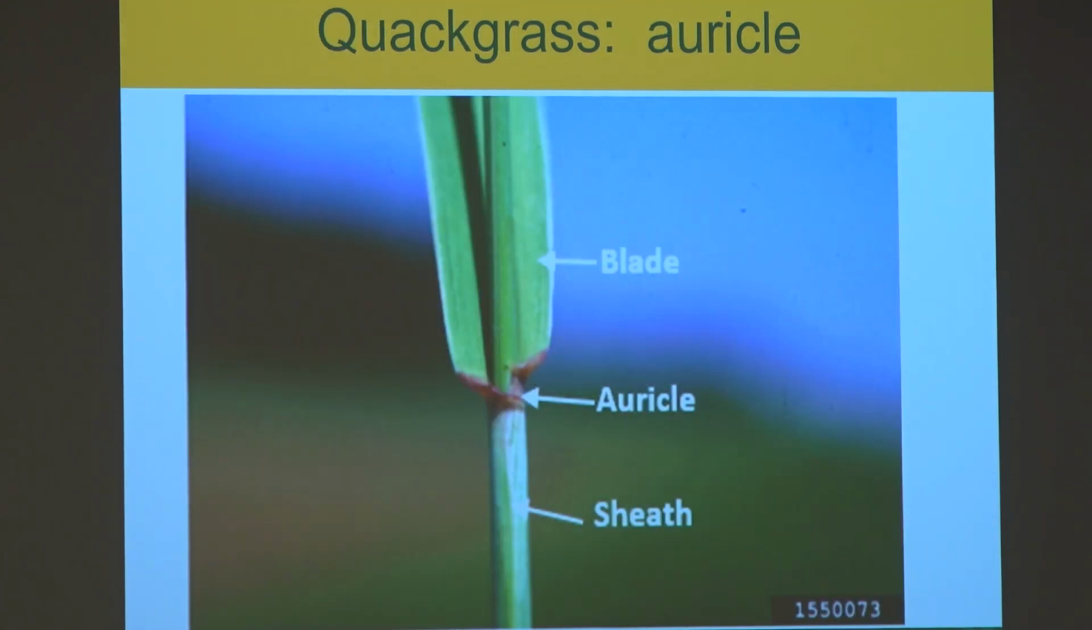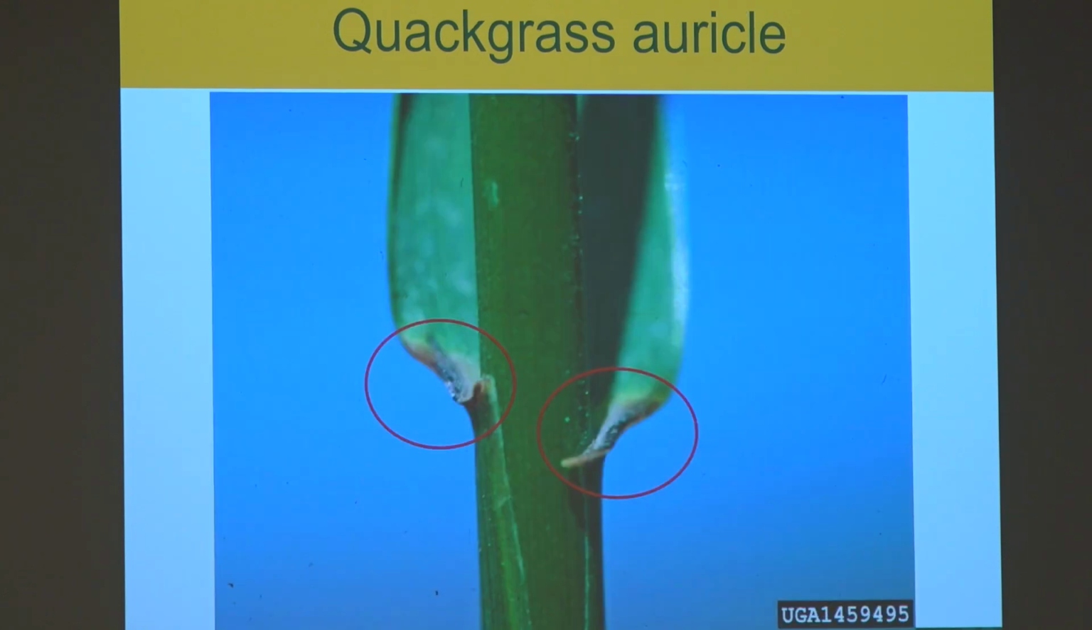So let's compare this to quackgrass. Quackgrass has an auricle that's really prominent. As we advance the slide, look at those projections on the front side of the collar. So quackgrass is going to have this little appendage that goes around the front of the collar and sticks out. That's a good way to tell if you've got quackgrass and not crabgrass.